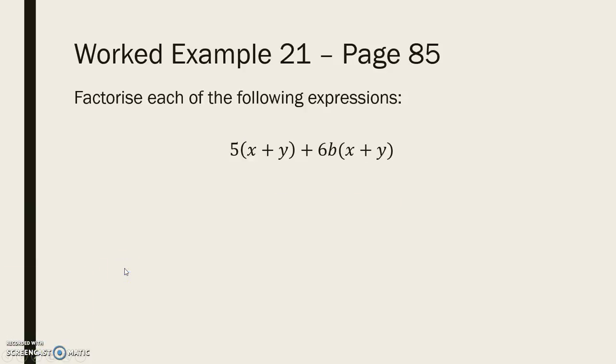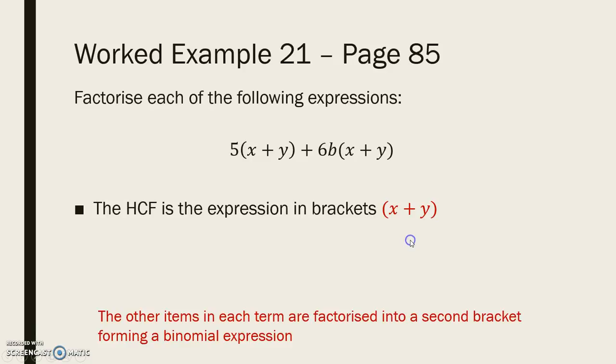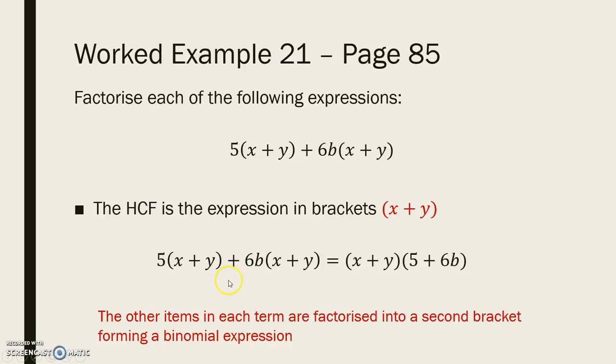So the highest common factor in this case, 5 and 6b have no common factors other than 1, which is not useful. But this bracket here is common to both because there's a multiply sign here and here. So what we do is factorise by x plus y, that's our highest common factor. We take that out, and what's left when we divide by x plus y, cancels these bits out, we're left with 5 here and the plus 6b here. So that makes our second bracket.